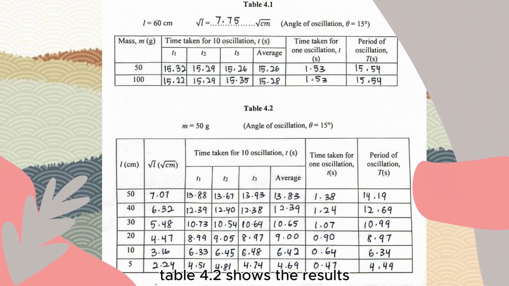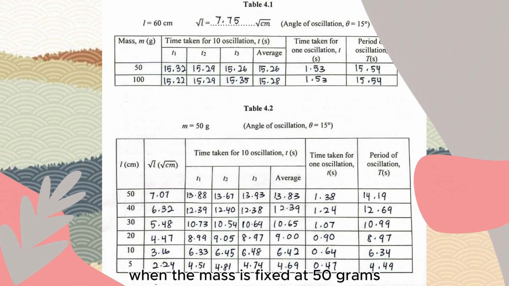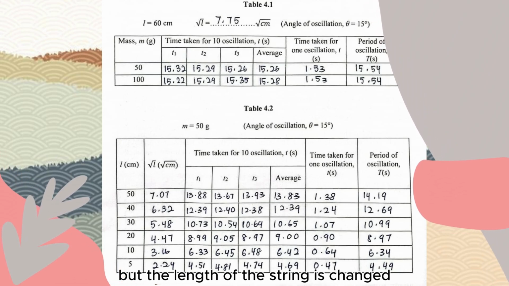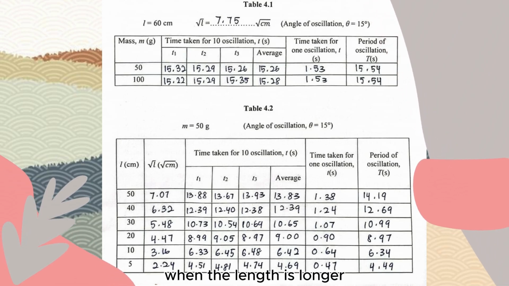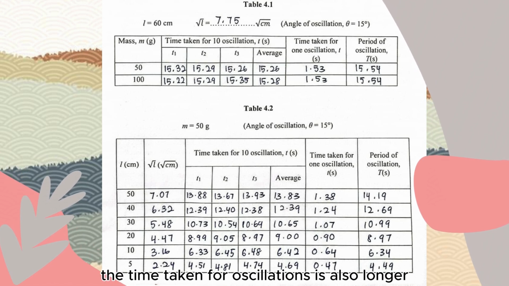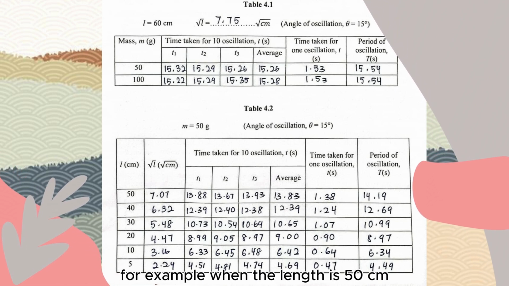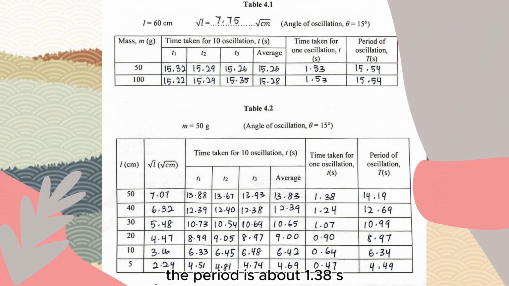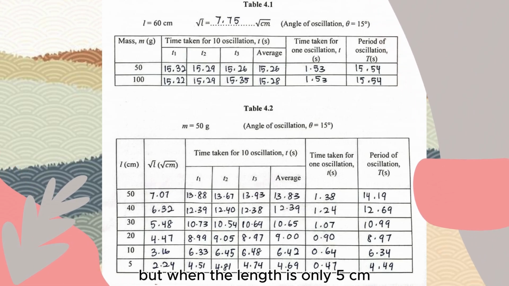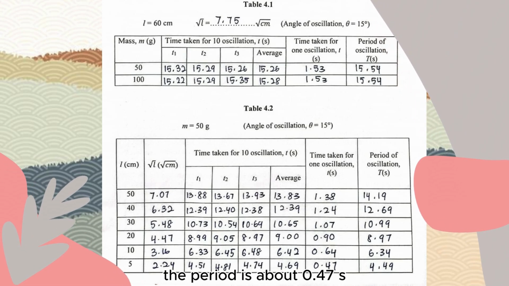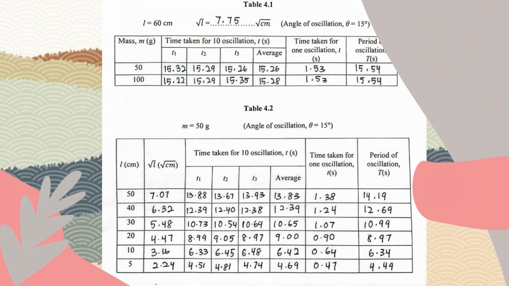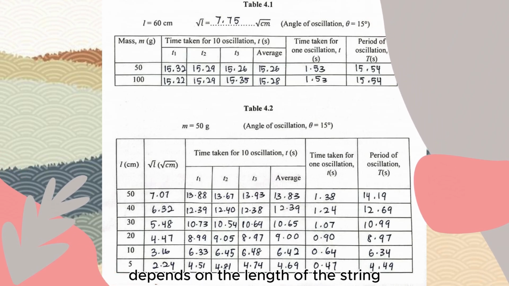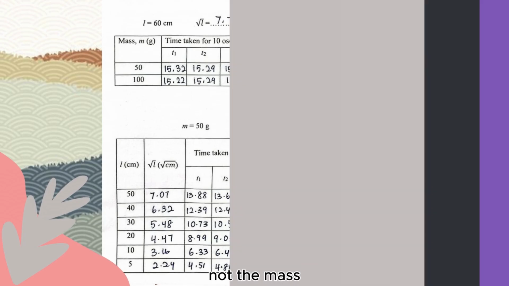Table 4.2 shows the results when the mass is fixed at 50 grams but the length of the string is changed. When the length is longer, the time taken for oscillations is also longer. For example, when the length is 50 centimeters, the period is about 1.38 s, but when the length is only 5 centimeters, the period is about 0.47 s. This means the period depends on the length of the string, not the mass.